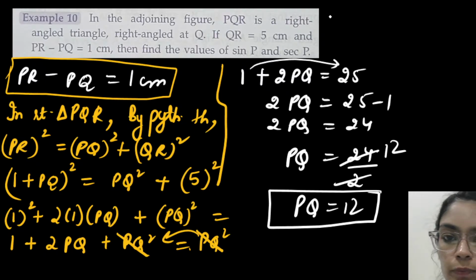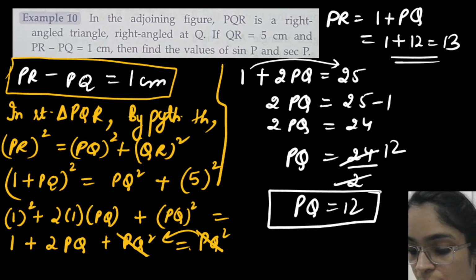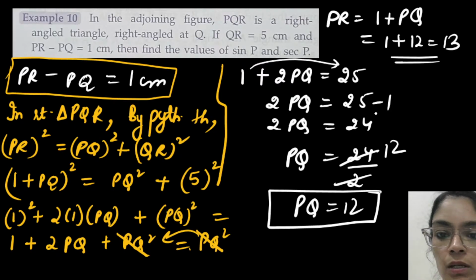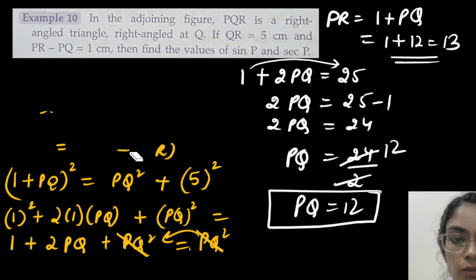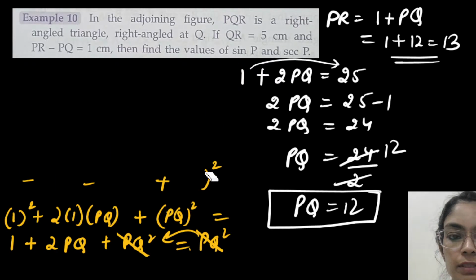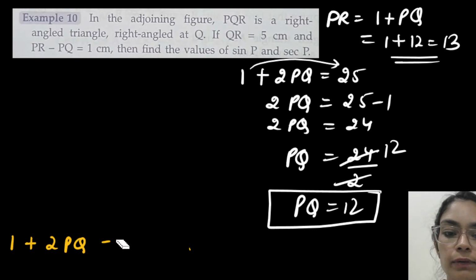And another thing which we know, PR. PR is equals to 1 plus PQ. So that means 1 plus 12 is equals to 13. Yes, so the answer which was given to us is correct. So we got one side as 13 and another side PQ as 12, and one side was already given to us, that is 5 centimeter. So now let's find the required things. We have successfully found the two unknown sides of the given right triangle.